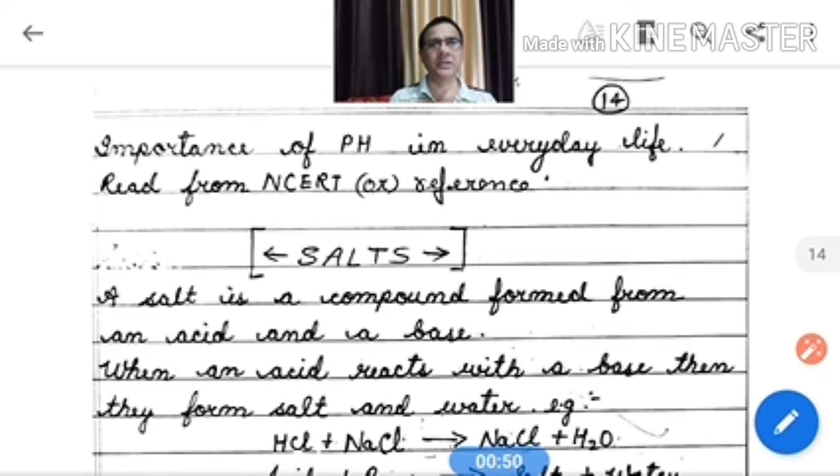Actually this chapter is divided into three parts: acid, base and salt. So acid and base we have already finished. Now it is time to discuss the salts. But before that, one heading is written: importance of pH in everyday life. There are some examples given here that you can read yourself as homework, either from NCERT or from a reference. Now we are moving ahead to discuss the salts.